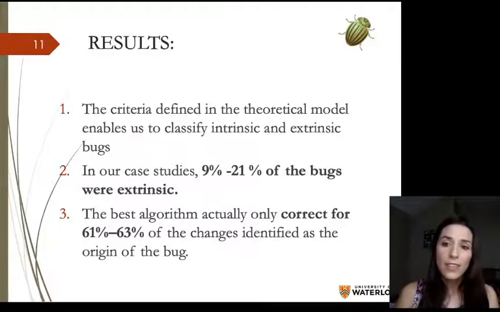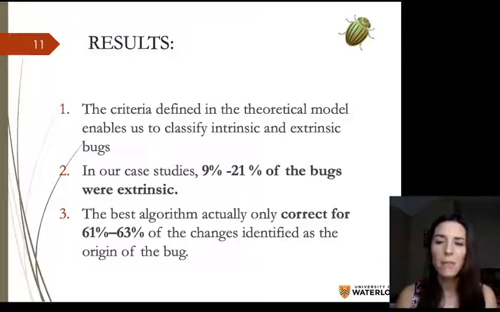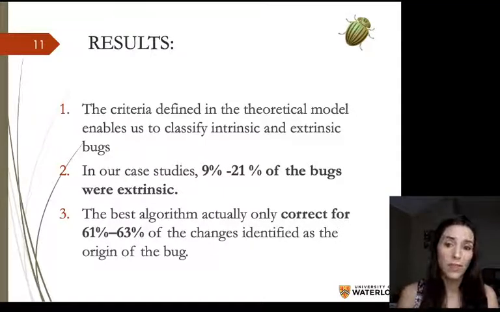So our results indicate that the criteria defined in the model enable us to classify bugs as intrinsic or extrinsic, and also to create manually curated datasets that contain information about intrinsic and extrinsic bugs. Also, for the 116 bugs analyzed, we found that 9 to 21% of the bugs were extrinsic, meaning that they don't have a bug-introducing change. And this is very important.